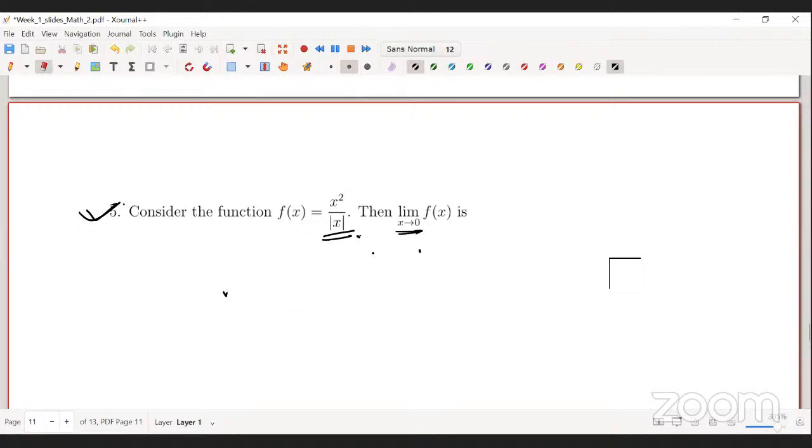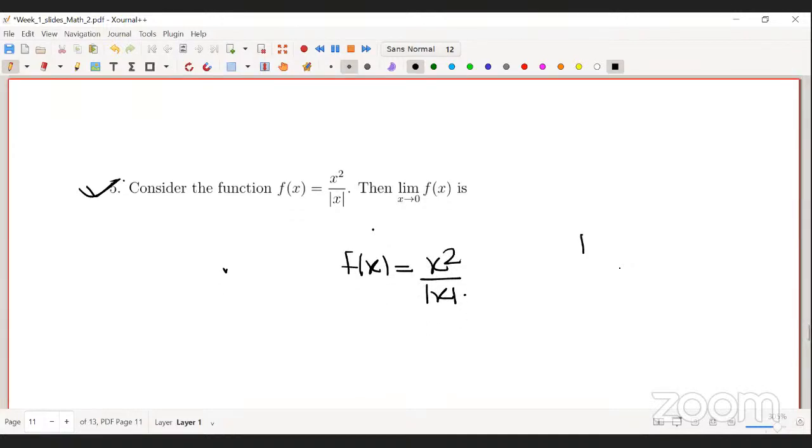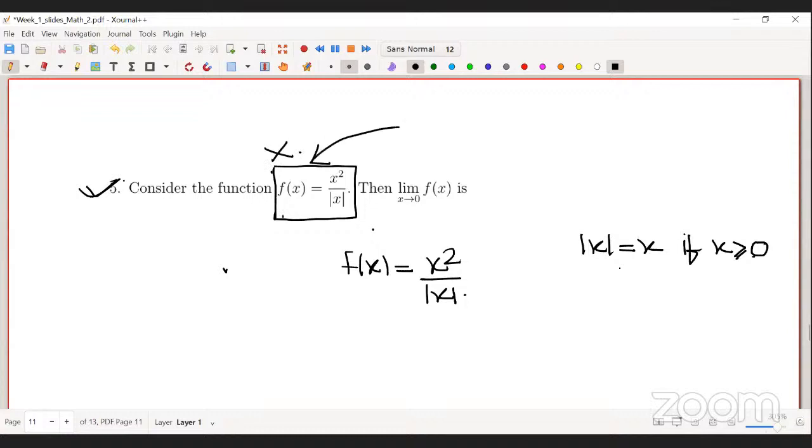Okay. So my function is x square by mod x. So now mod x is x if x is greater than or equal to 0. Okay, so the thing is, in some sense this is wrong. So the correct definition is, this is the correct definition.